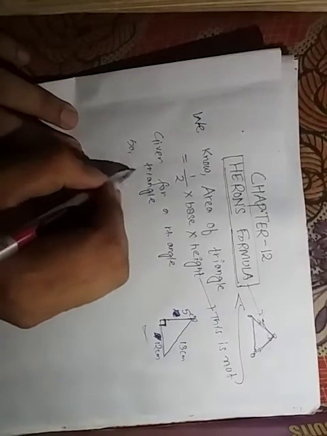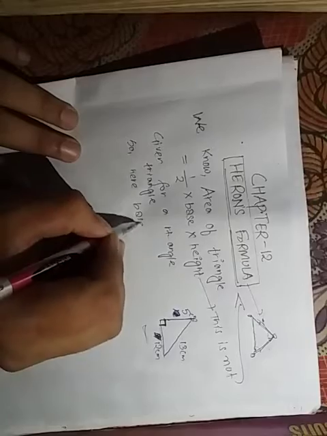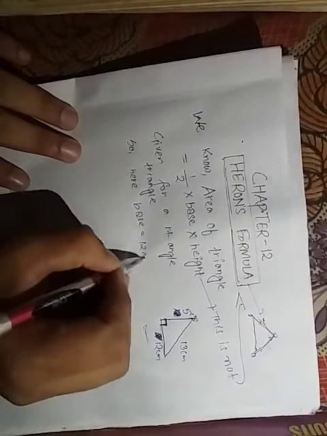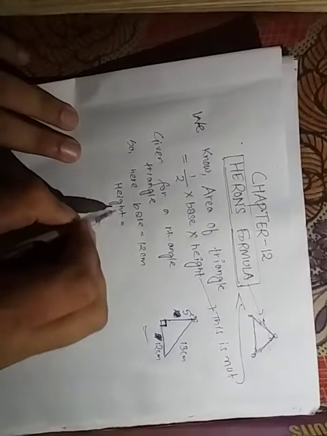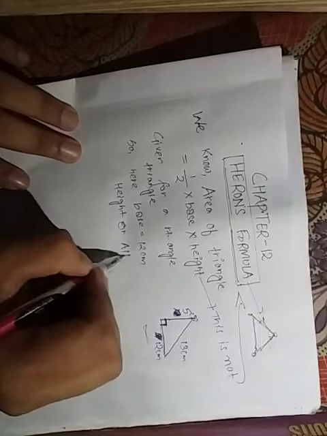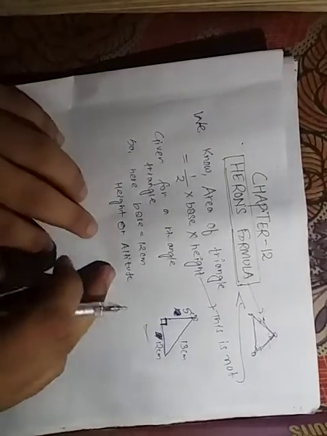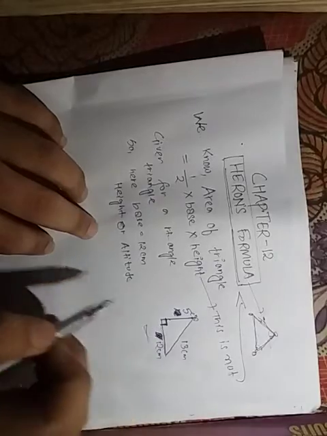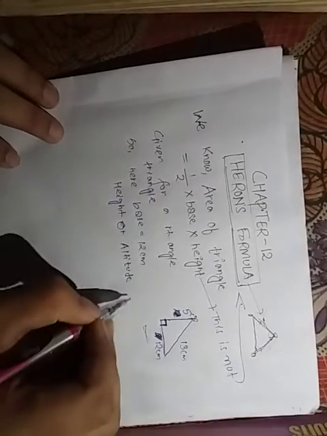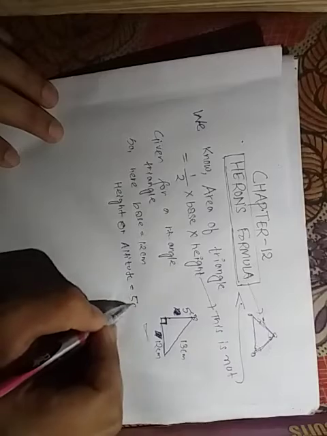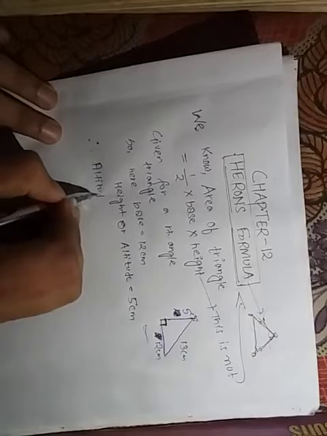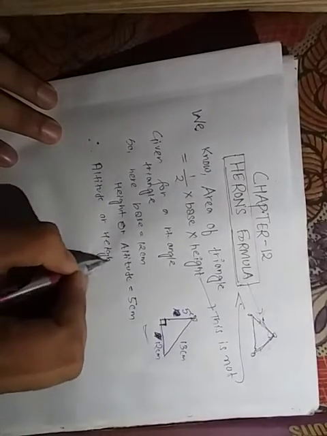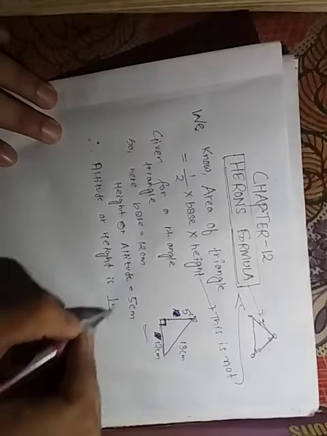So here base is equal to how much? The base is equal to 12 centimeter. Height is equal to how much? The other name of height is altitude, and altitude is always perpendicular to the base. So height or altitude is 5 centimeter. Take a note: altitude or height is perpendicular to base.